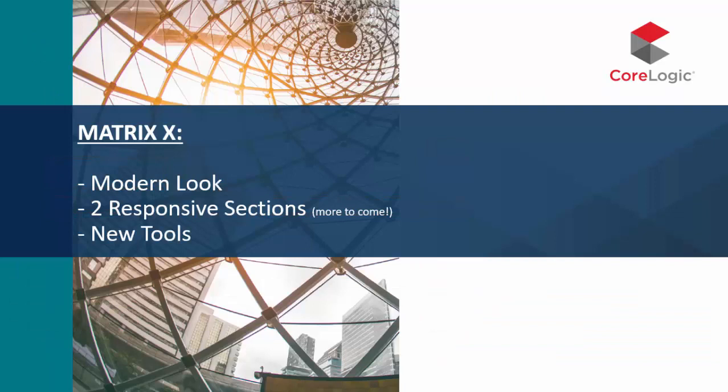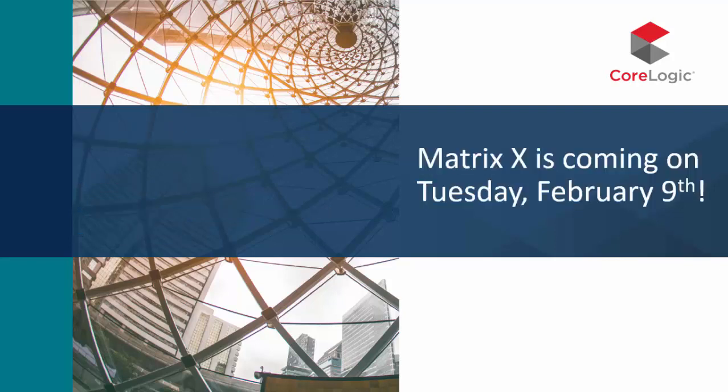In closing, Matrix X is introducing a more modern look with new icons and graphics. Two sections in Matrix are redesigned to have a responsive display for any device that you choose to use, with more sections to come, and some nice added tools like in the mapping section and with sorting your listings. Matrix X is the start of something exciting. Again, this all starts on Tuesday, February 9th.